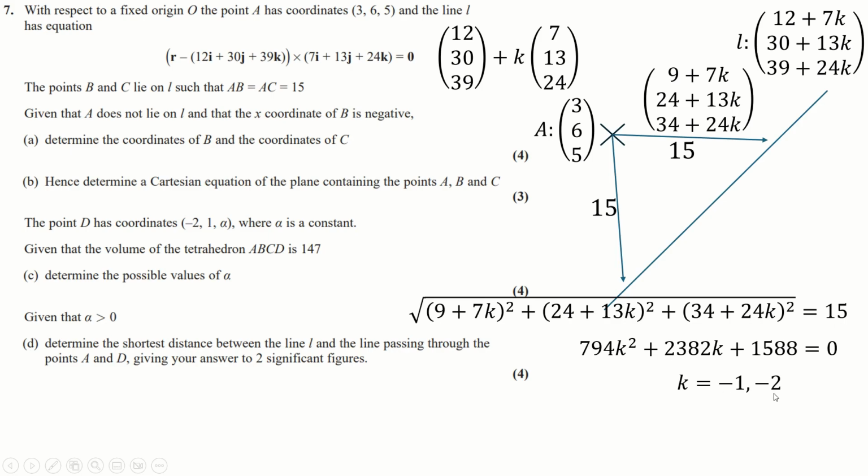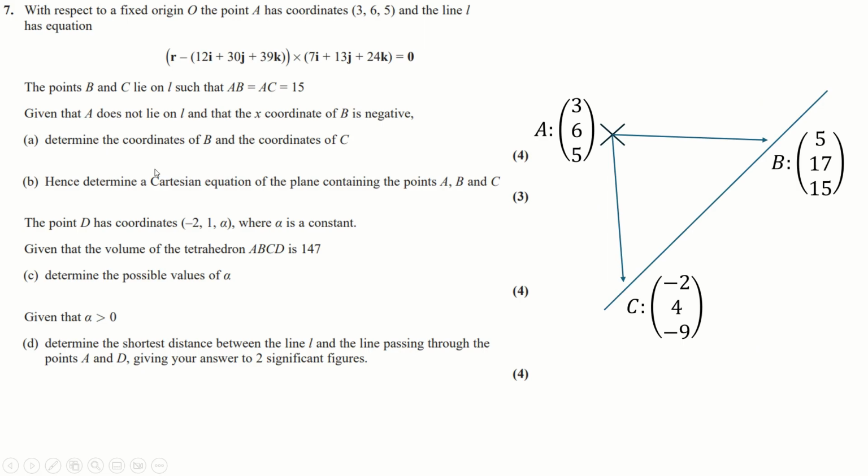And so if k is either -1 or -2, then we can shove that into the line. So if k is -1, we get 12, -7 is 5, and then 27, and sorry, 17, and so on. So that would be the point B. It could have been this one here. It obviously doesn't matter. And the point C is when k is -2, let's just say, and C will be this here. So that will be our B, and that will be our C.